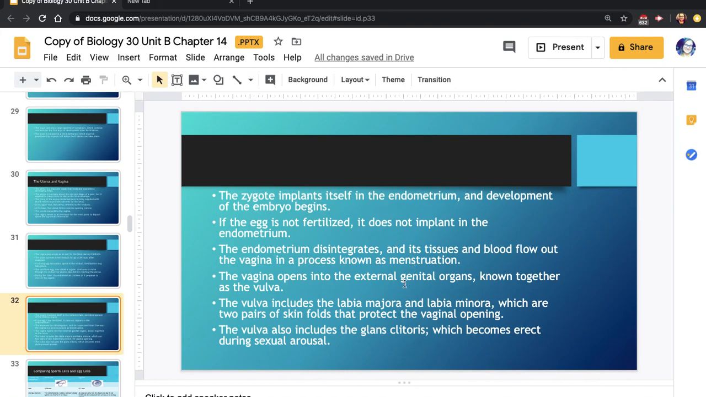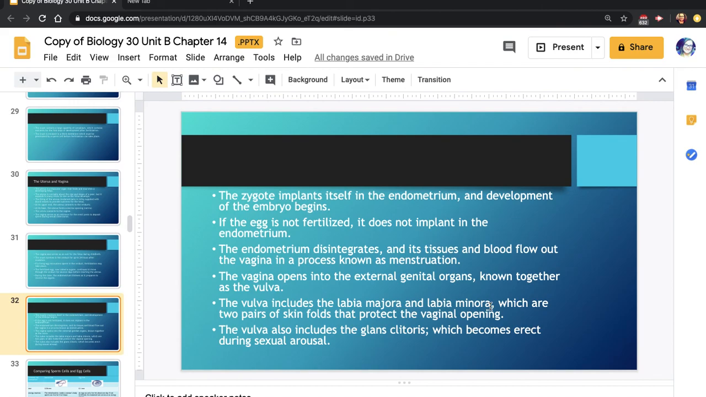The vagina opens up into the external genitalia organs, known together as the vulva. The vulva includes the labia majora and the labia minora, which are two parts of skin folds that protect the vaginal opening. So the part of the skin that sort of protects that opening is called the labia.